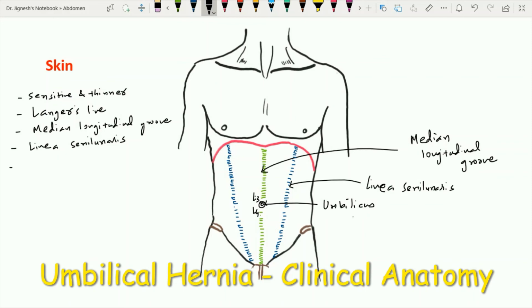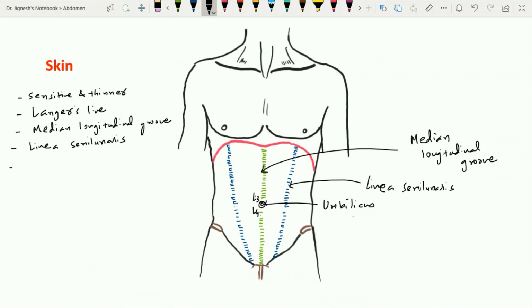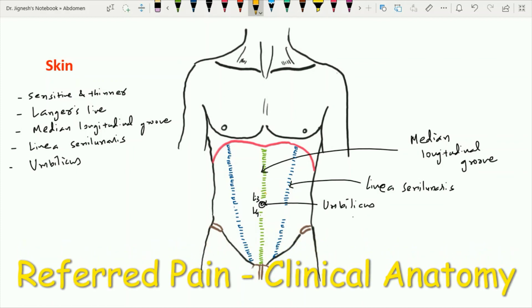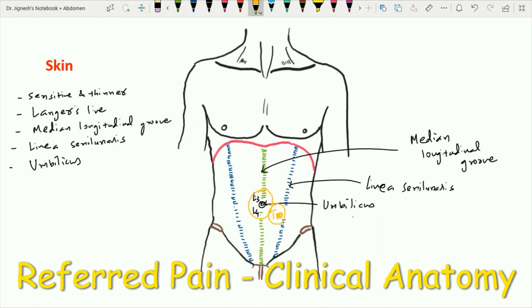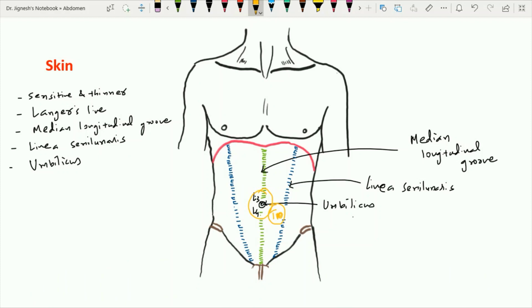This umbilicus is an apparently weaker area of the anterior abdominal wall, and this may lead to umbilical herniation of the structures when fluid accumulates in the abdominal cavity, or in the case of pregnancy in females. The skin near the umbilicus is supplied by the T10 spinal nerve, and because of the same segmental innervation to the gonads as well as the appendix, the pain of the gonad or the appendix may radiate to the umbilical region, and this pain is called referred pain.